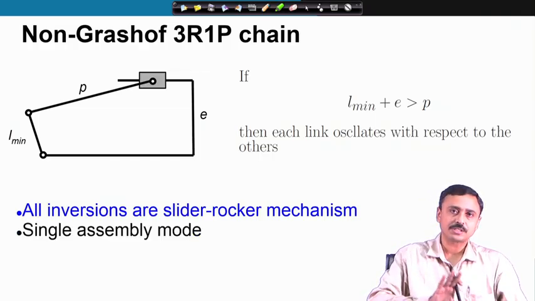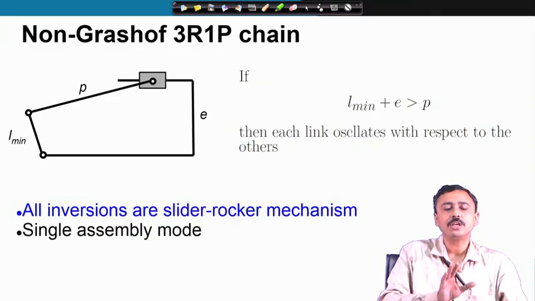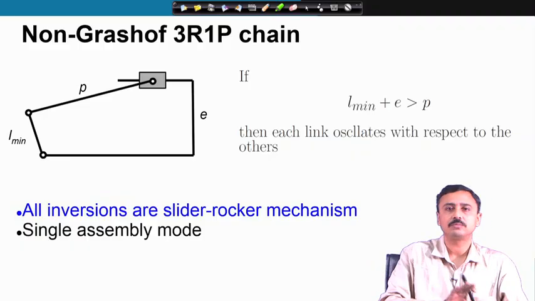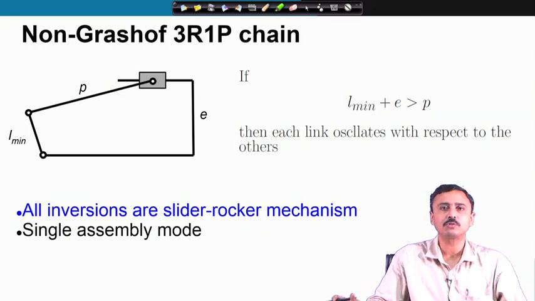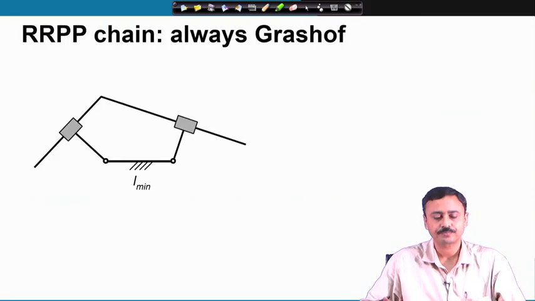So, now because you do not have distinct assembly modes, if you assemble the mechanism in a particular assembly mode, you can go to any other mode. There is only one assembly mode, there are no two assembly modes which are distinct. So, here we have a single assembly mode.